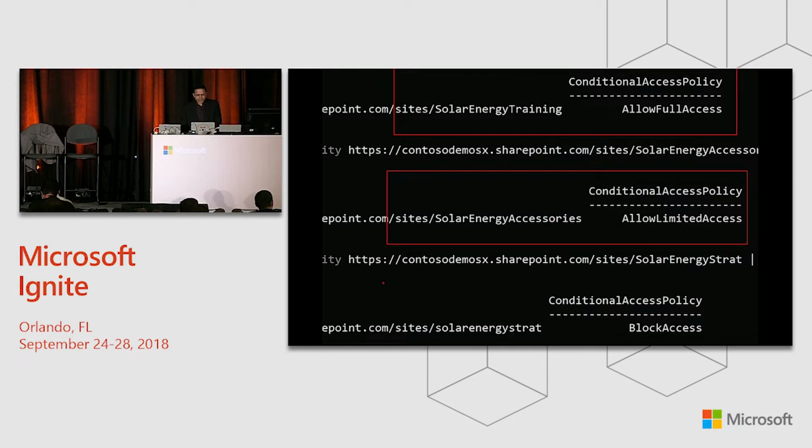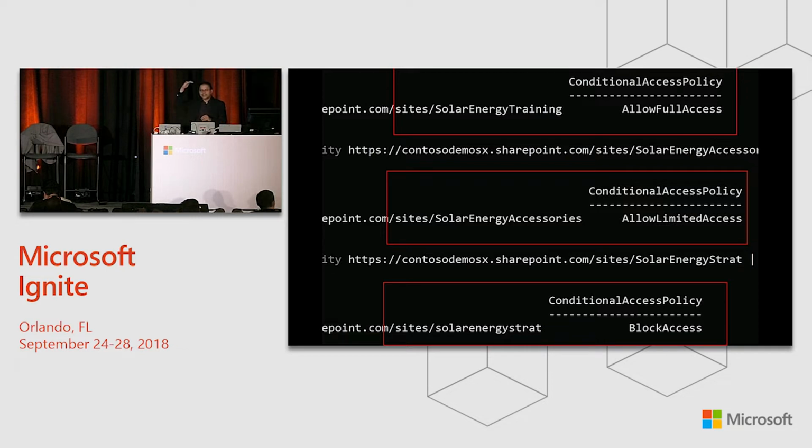The last one I have is the site called Solar Energy Strategy Site. Now, of course, it's strategy, so that means we are thinking and discussing our 4 or 5-year strategy. So I want this to be a classified top secret site. So I don't want people at all to access the site when they come from a personal device. So I'm setting this here as block access completely.